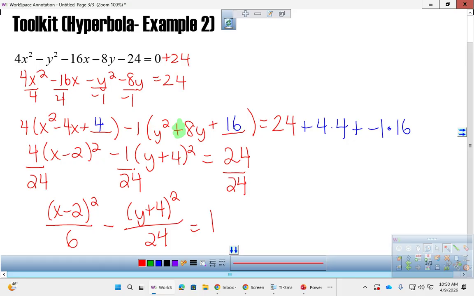And then I completed my square and factored, divided by 1. So this would be my final answer. X minus 2 squared over 6 minus y plus, you might have minus there if you missed the dividing by the negative 1, plus 4 squared over 24 equals 1. What do we think? We okay with that?